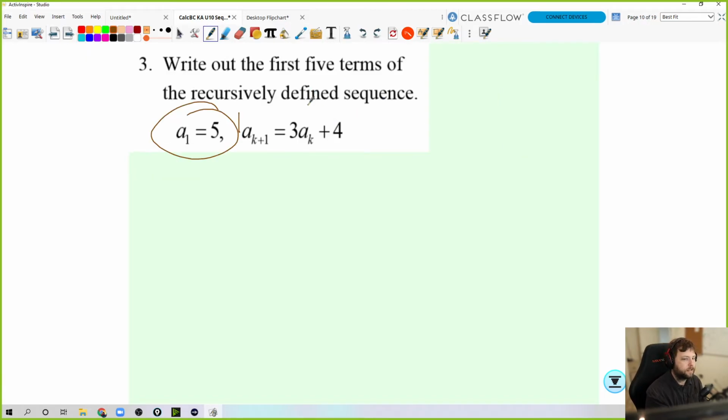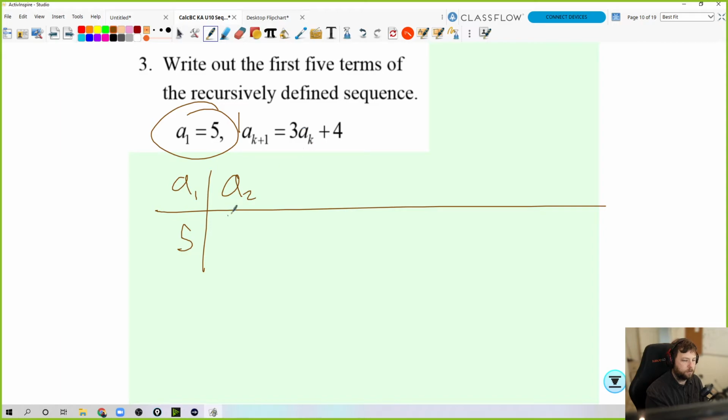This is a different way of doing a formula for a sequence, where it's telling you based off the previous term. So if you were doing this, your first term, a sub 1, is going to be 5. Your next term, a sub 2, would be 3 times the previous one, so it's going to be 3 times a sub 1 plus 4, which is 3 times 5 plus 4. So it's going to be 19.